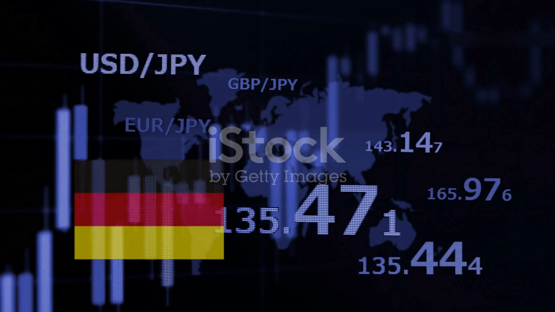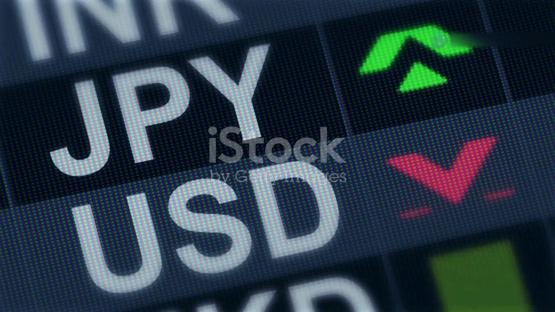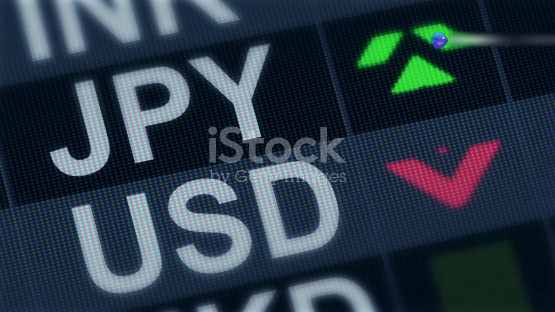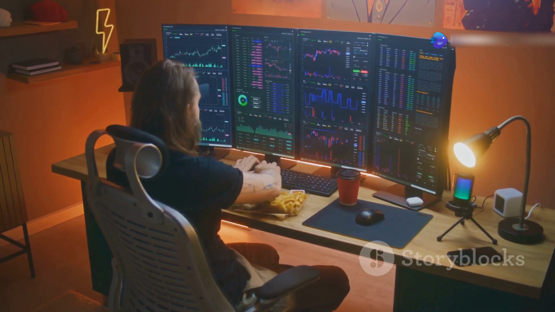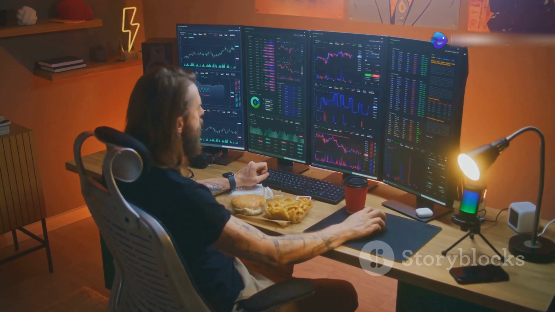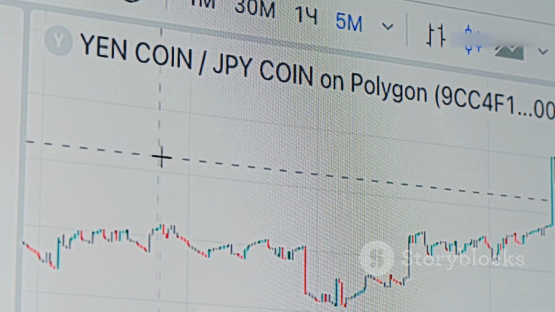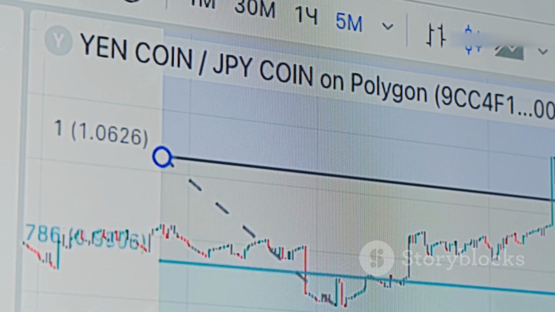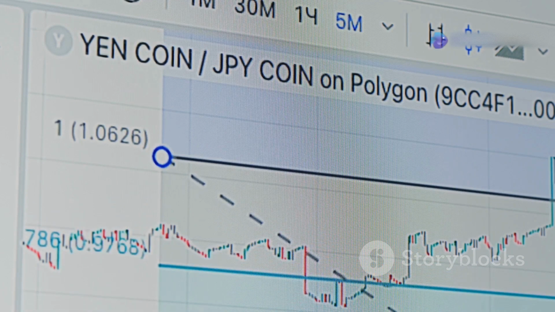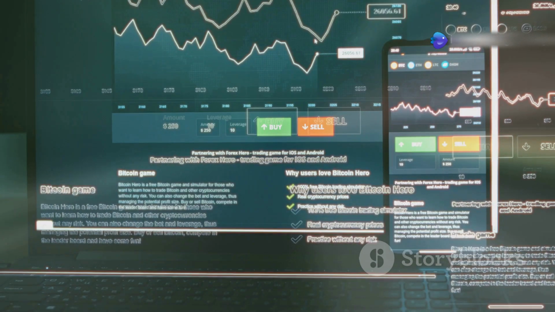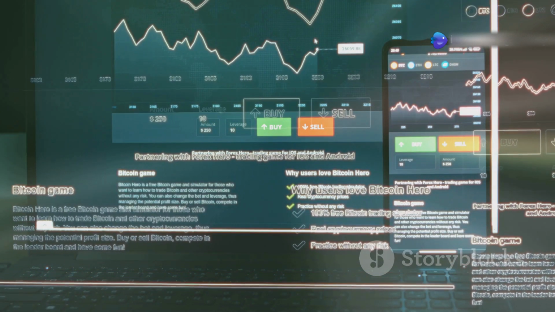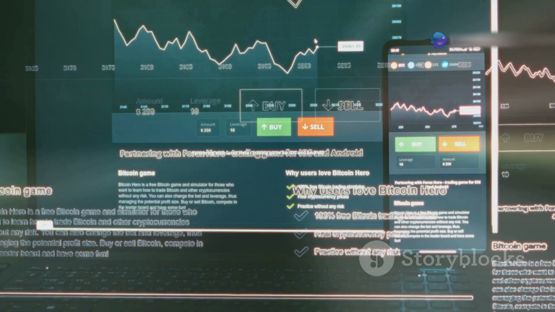Next up, we've got the USD-JPY, which is the US dollar against the Japanese yen. Now if you're the kind of trader who values stability and isn't a fan of wild price swings, then this is the pair for you. The USD-JPY is known for being relatively stable compared to some of the other pairs out there. It tends to move in more predictable patterns, making it a good option for beginners who are still getting a feel for how the market works.